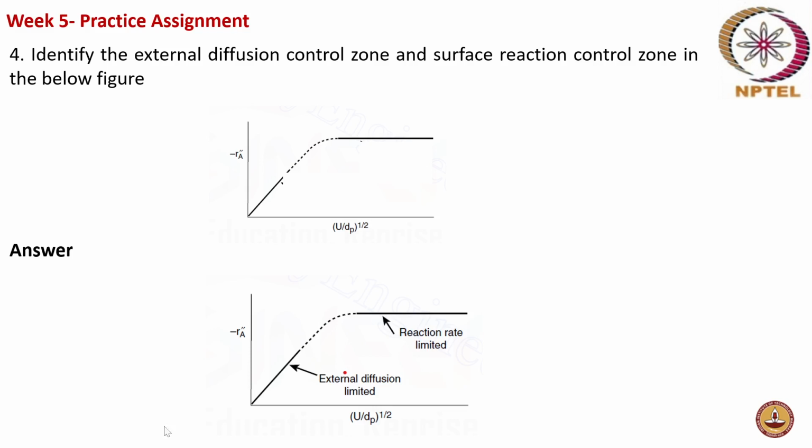The reaction rate might have entered a zone where it is either external diffusion limited plus reaction rate limited, or it is only reaction rate limited. So we have to consider all the parameters while actually considering the conversion of the reactor.